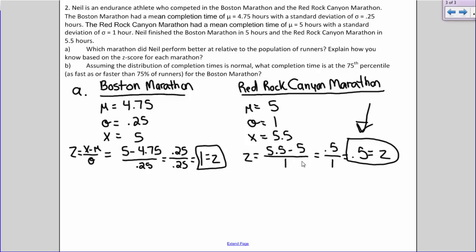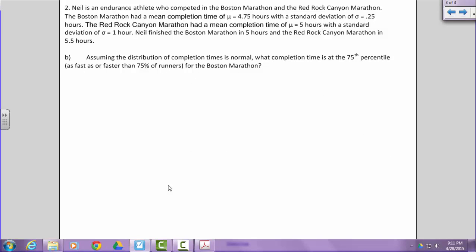The Red Rock Canyon Marathon has the lower z-score, so that's how you know that, relative to the rest of the marathon runners, he did better in the Red Rock Canyon Marathon. So now we're ready to find out, based on the z-scores in the unit normal table, what completion time is at the 75th percentile of all runners in the Boston Marathon.